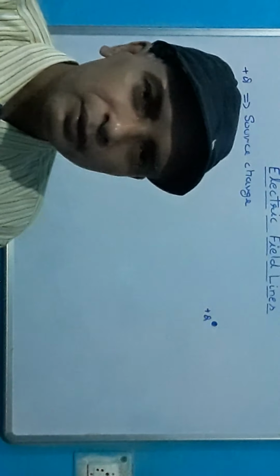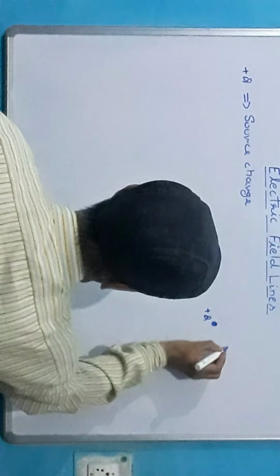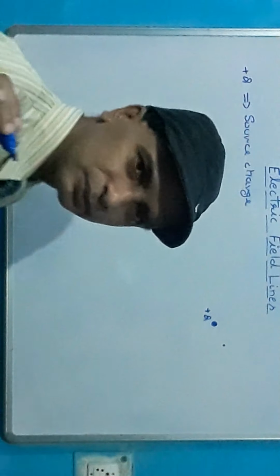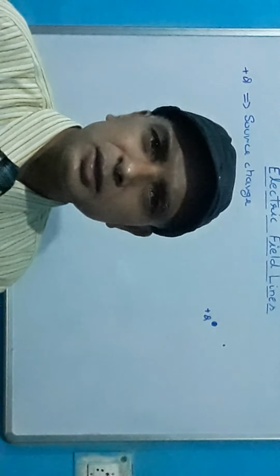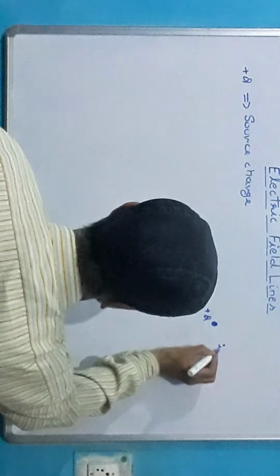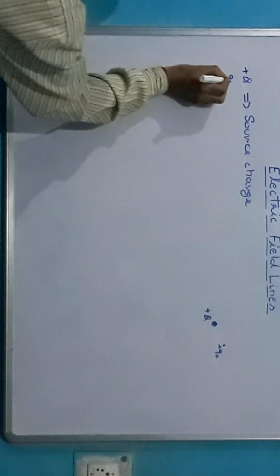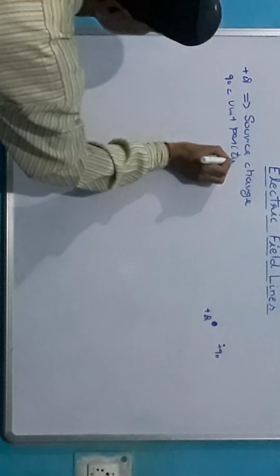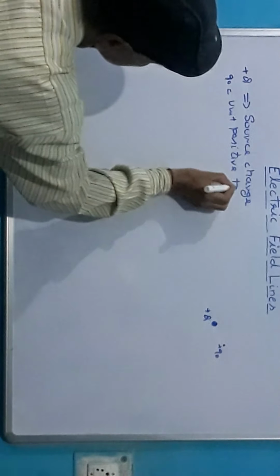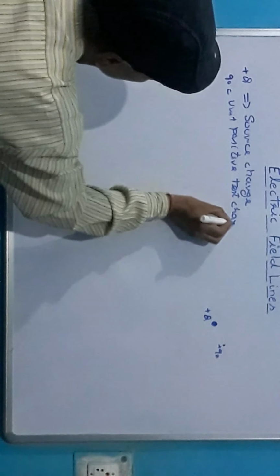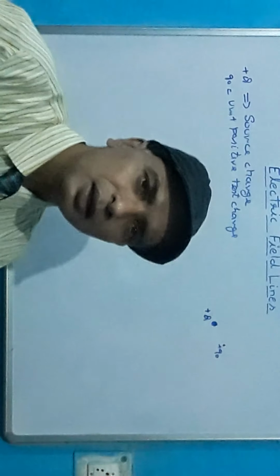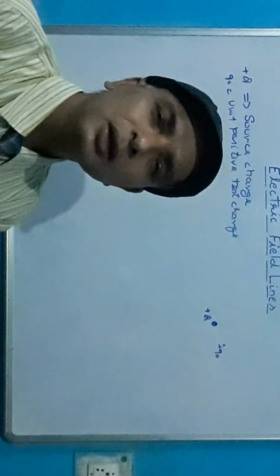Now, suppose I have a unit test charge, of very small, unit magnitude. Suppose this is a positive test charge, Q naught, and Q naught is the unit positive test charge. So I have a source charge, and in its vicinity, very near, I have placed a unit positive test charge.